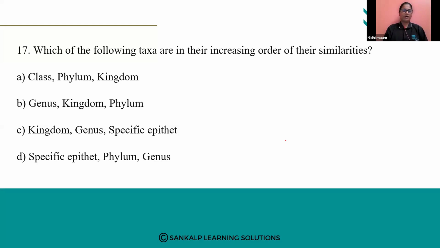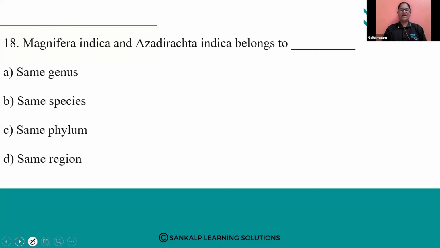Only 3 answers I got for this. So most of you voted for option A. Kingdom, genus, species. C. Class, phylum, kingdom. Kingdom, genus, species, increasing order. No. So option A is the right answer here. Mangifera indica and Azadirachta indica belong to same species, same genus, same species, same phylum, same region.